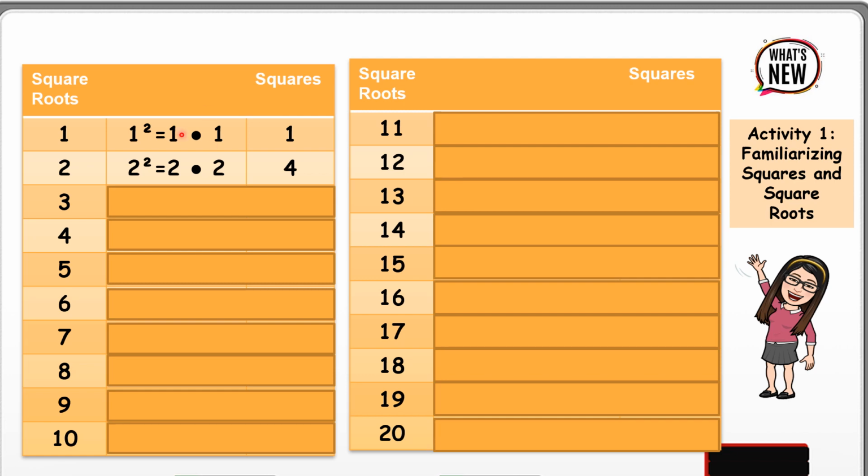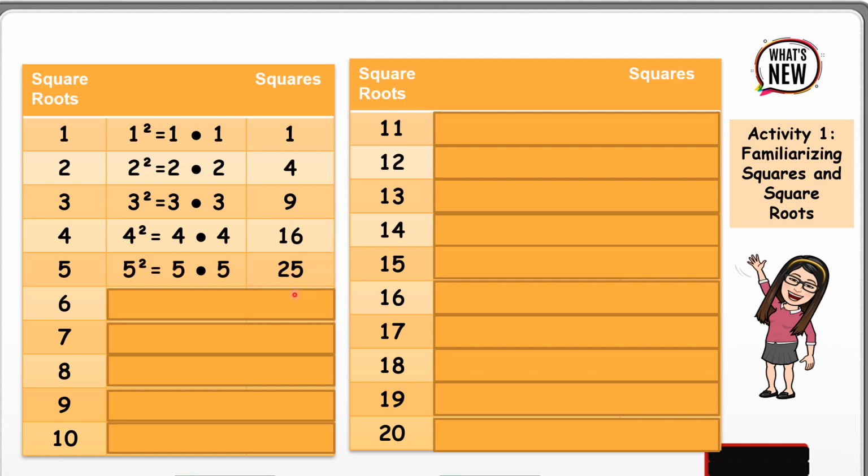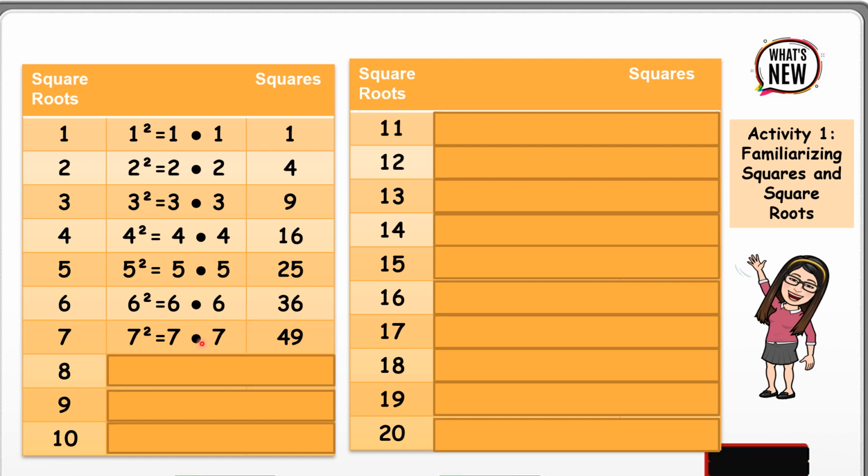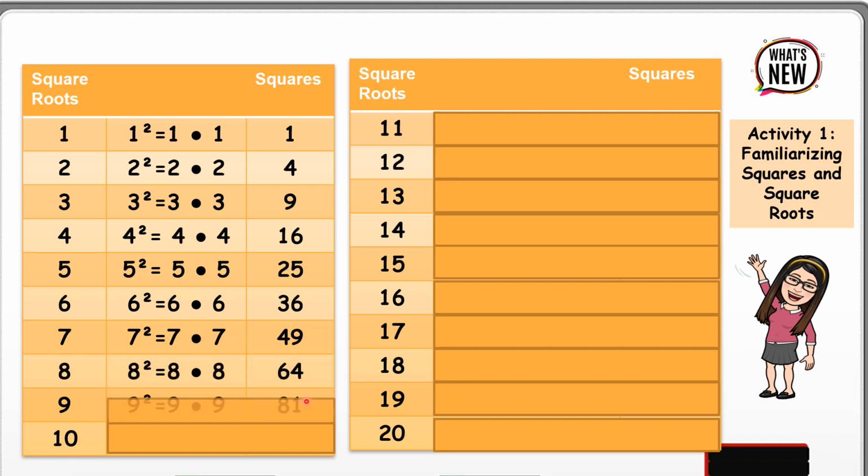Okay? So, as you can see, we have 1 squared. So, 1 times 1, 1. 2 squared, 2 times 2 will give you 4. How about 3? 3 squared, 3 times 3, 9. 4 squared, 4 times 4, 16. 5 squared, 5 times 5, 25. 6 squared, 6 times 6, 36. 7 squared, 7 times 7, 49. 8 squared, 8 times 8, 64. 9 squared, 9 times 9, 81.